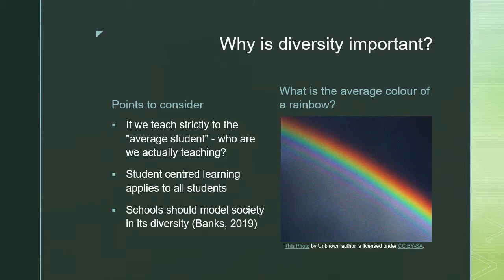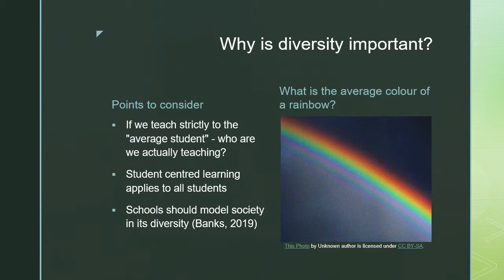First of all, what is the average student? Who are we actually teaching? It's analogous to a rainbow in that if you average out the colours of a rainbow, you get white. Well, similarly, the average Australian family has 2.1 kids. Now, who has 0.1 of a child? Nobody. So by focusing only on an average student, we're actually missing out on what student-centred learning is meant to be about, which is making sure that the learning is applicable and relevant to every student and achievable as well.